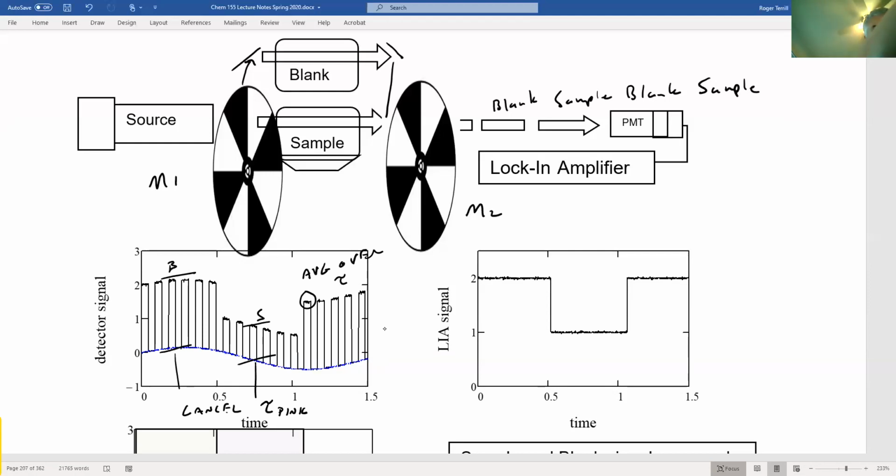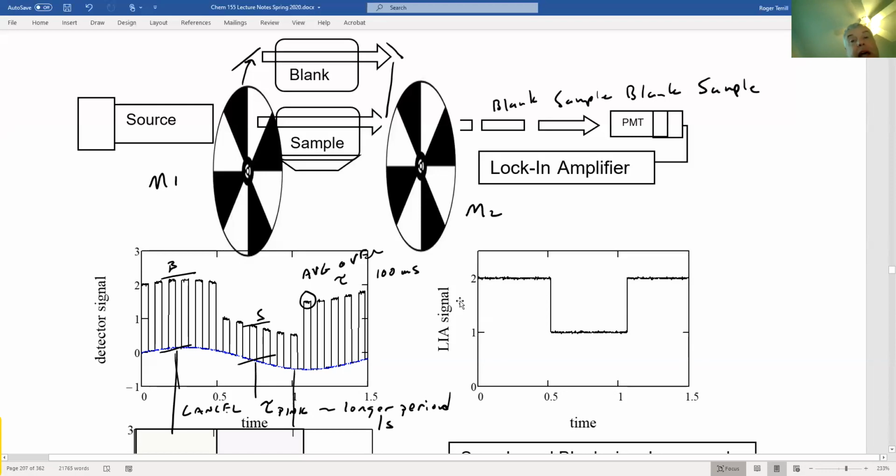The longer period noise, in this case, is maybe 1 second. And then average over tau, this is maybe 100 milliseconds. Although typically they'll be much shorter, like 1 millisecond or less, because the chopper speeds can get pretty high.